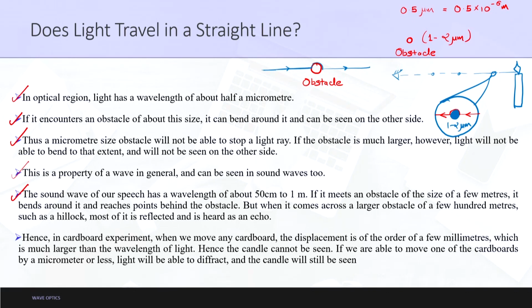For now, if you are able to move one of the cardboards by a micrometer or less, light will be able to diffract and the candle will still be seen. So, if it is possible to displace the cardboard by, let us say, 0.5 times 10 to the power minus 6 meters, then it can be visible. But this time light will not be travelling in a straight line; it will be in a smaller band which may not even be visible to the naked eye. So, this was the complete introduction and the small portion on whether light travels in a straight line.